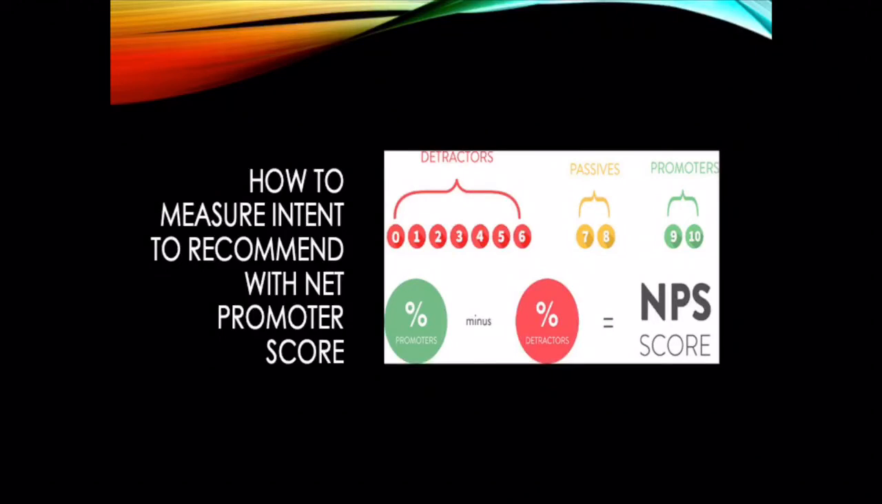Now, the Net Promoter Score is calculated by only looking at the percentage of promoters. So only look at those that gave you the rating of 9 or 10 out of 10. And then minus the percentage of detractors. Hence, the people who gave a score from 0 to 6.